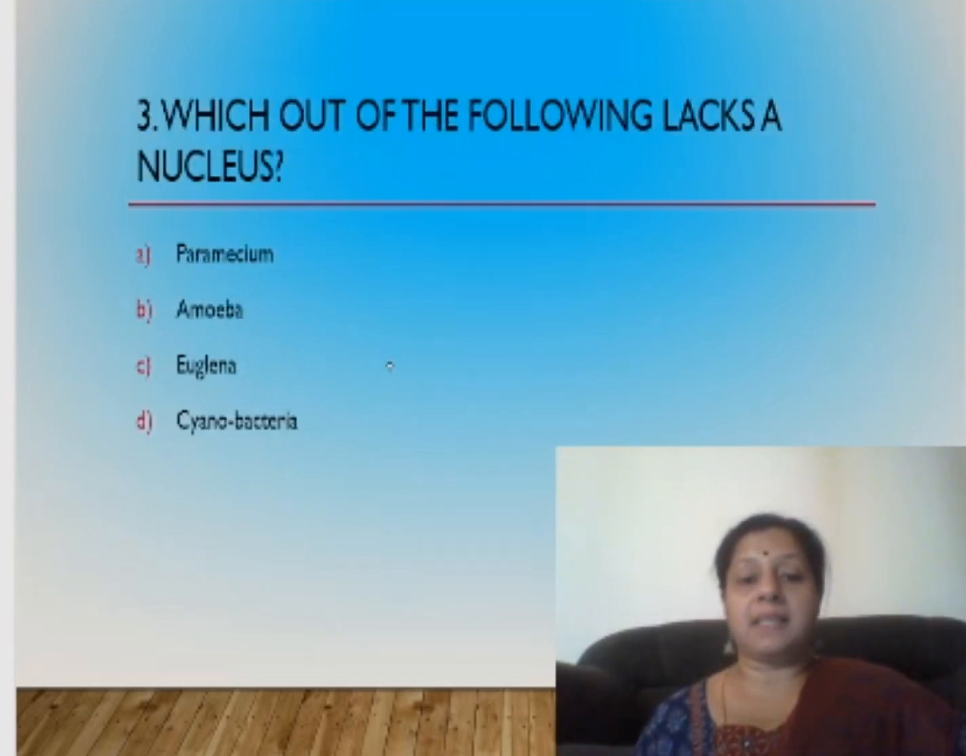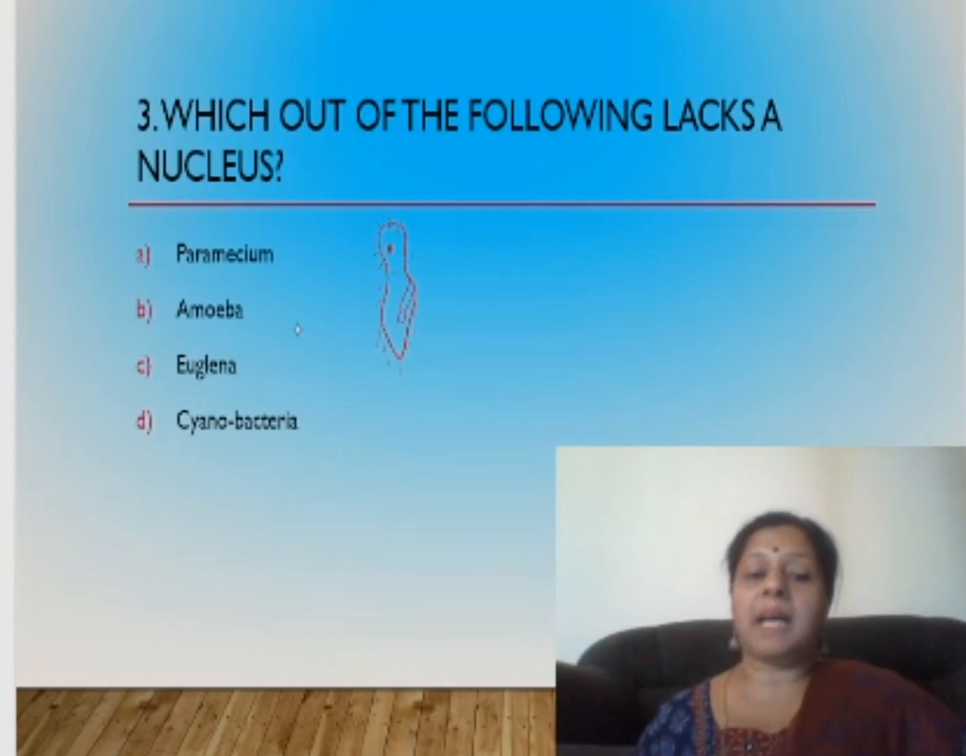The third question is, which out of the following lacks a nucleus? Here you know paramecium, amoeba and euglena are organisms having nucleus. Paramecium is called a slipper animalcule. It has got two nuclei, macronucleus and micronucleus. It has got some cilia over it, and there is a place for capturing the food. Because of this shape, this animal is also called a slipper animalcule.